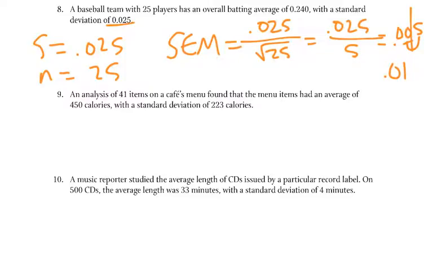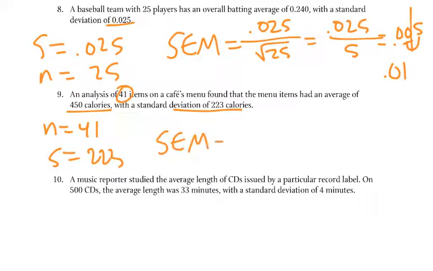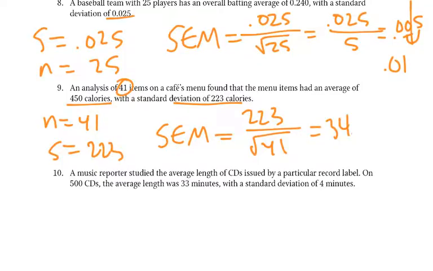Alright, an analysis of 41 items on a cafe's menu found that the menu items had an average of 450 calories, with a standard deviation of 223. So N is 41, S is 223. So our standard error of the mean is 223 divided by the square root of 41. You type that into your calculator and we get 34.8267, round to the nearest hundredth. That would bump it up to 34.83.